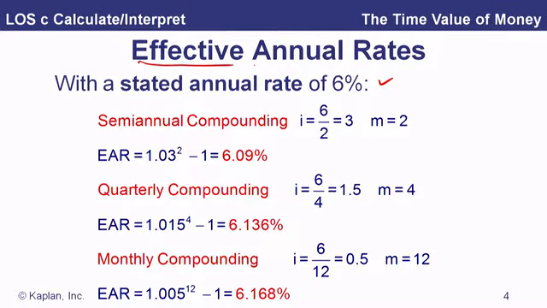Well, with semi-annual compounding and a stated interest rate of 6%, we just divide that by 2 periods a year and get 3%, and that's our effective rate for each 6-month period. But for the annual period, we get compounded interest on interest, so we increase whatever we started with by 3%, and then increase that amount by 3% for the second part. And so our effective return over the year is 6.09%.